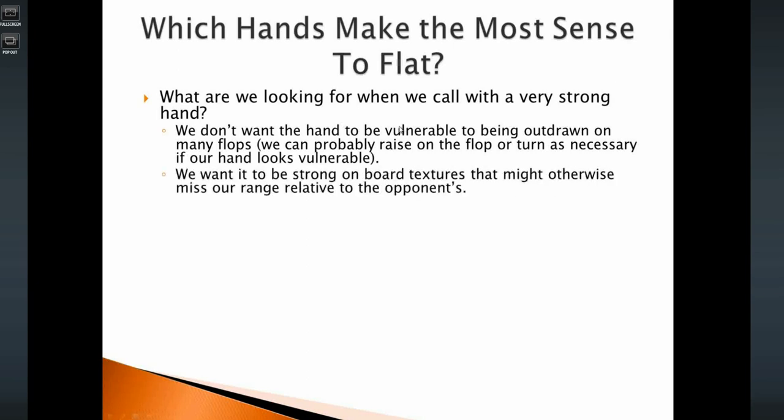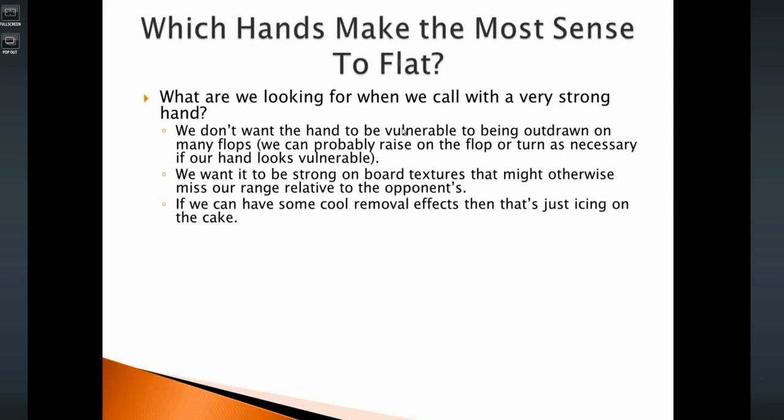We want it to be strong on board textures that might otherwise miss our range relative to the opponent's. So I just talked about this. It's nice to actually have some strong hands on 9 high flops. Our range is still going to completely suck on a 9 high flop, but it will be better, and it's nice. If we can have some cool removal effects, then that's just icing on the cake.